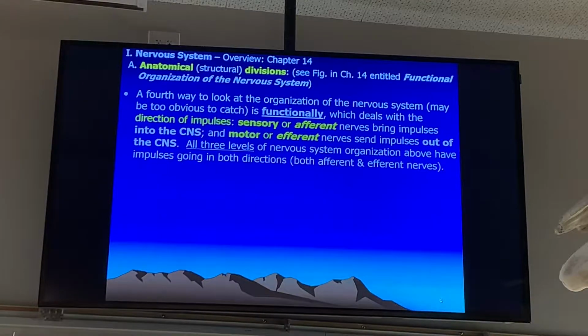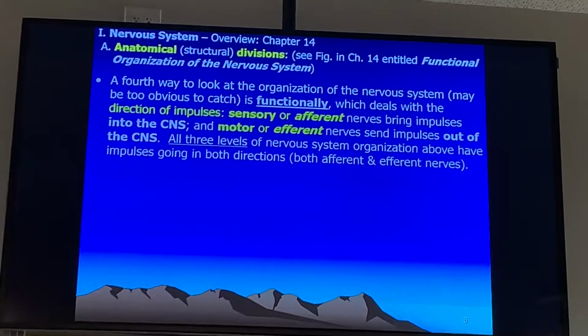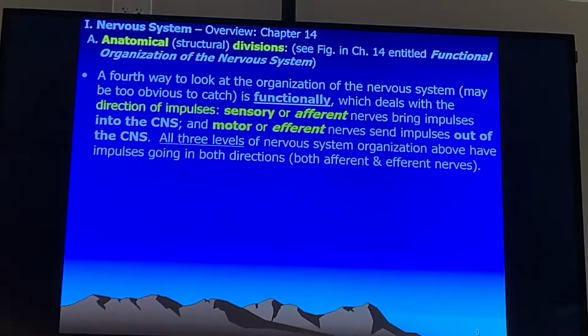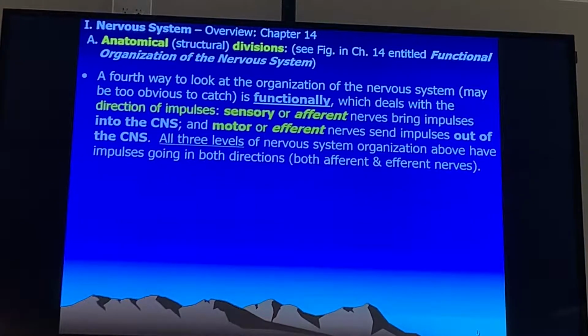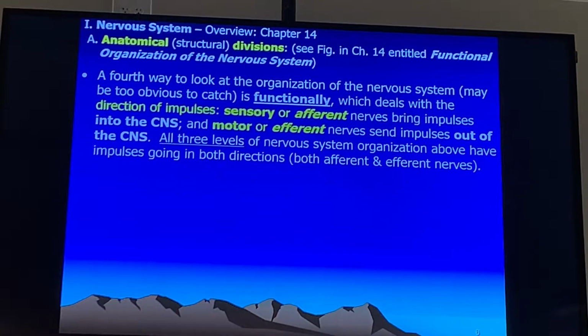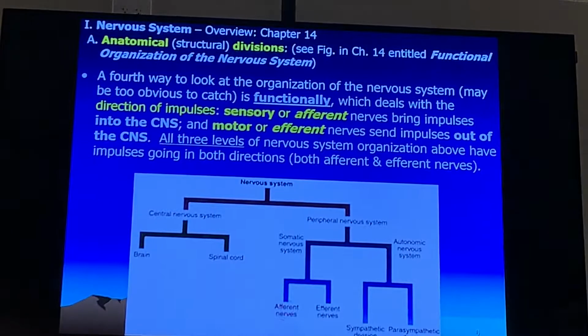The fourth way, and this is where we're going to talk about some of those terms, is a functional organization, and that is whether it's sensory or motor. In the PNS, they're called afferent or efferent, and in the CNS, we use ascending and descending. And that is through all levels of the previous slides. See the sensory motor. That took a long time. All right. Everybody got that?